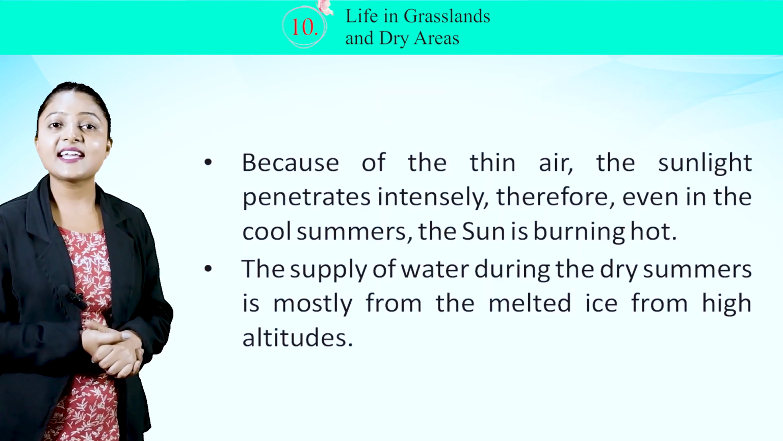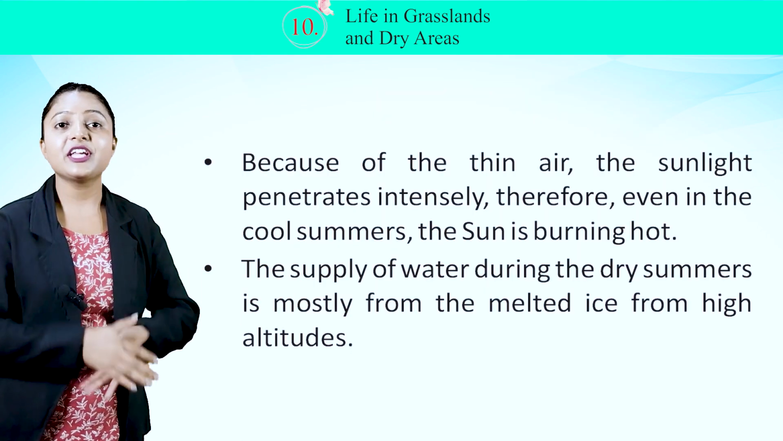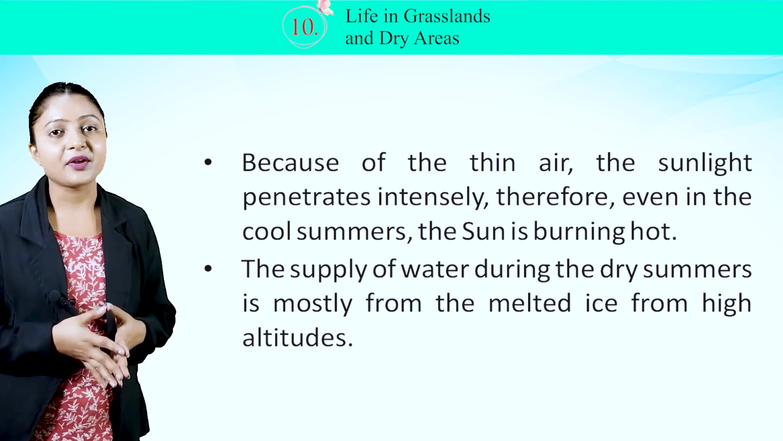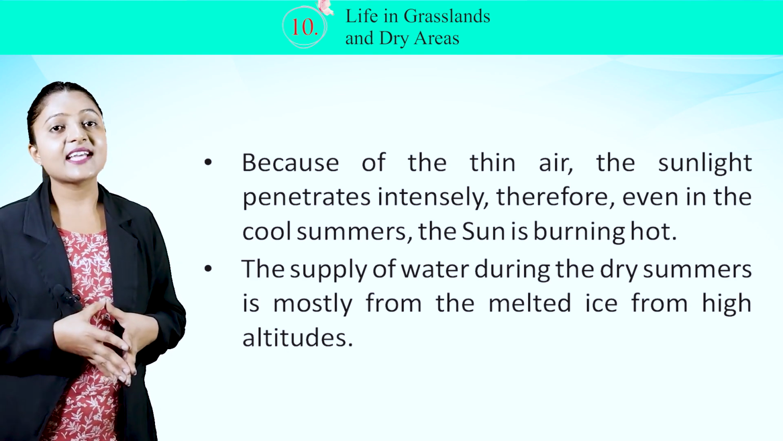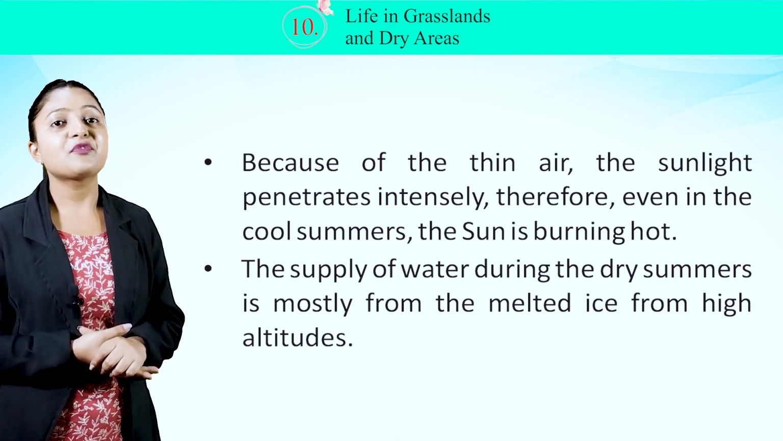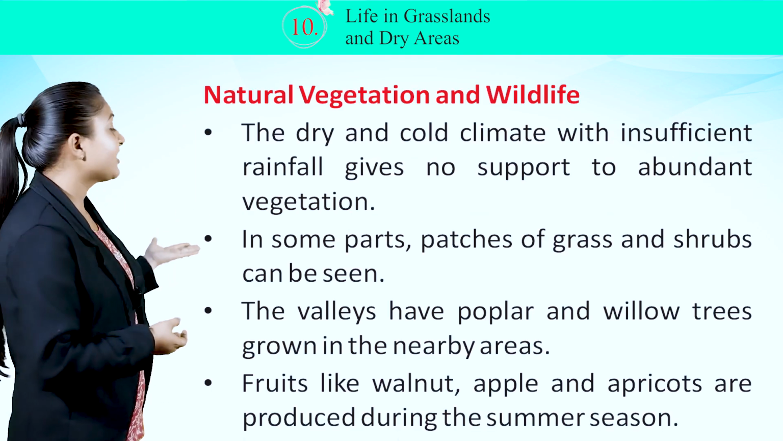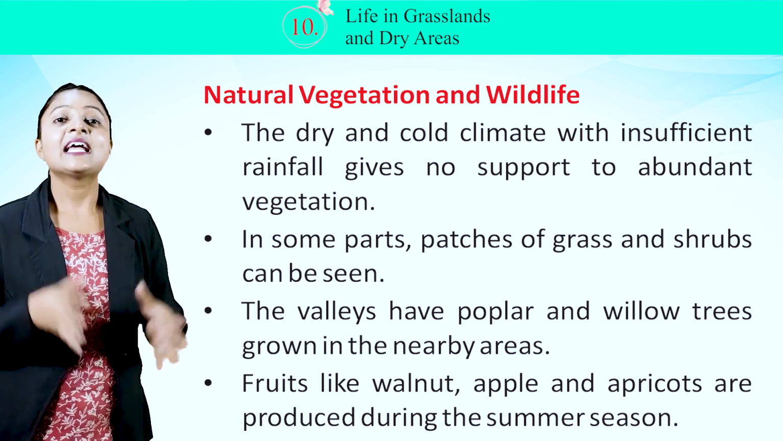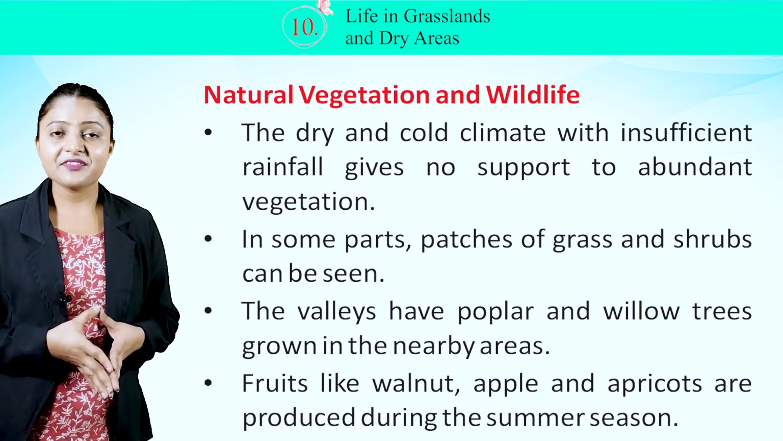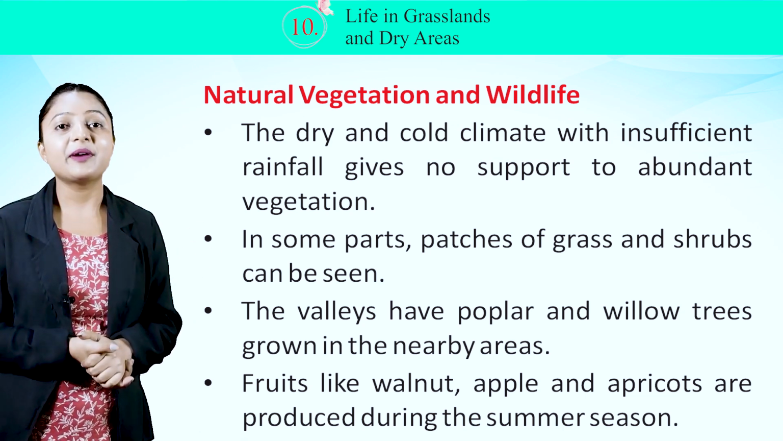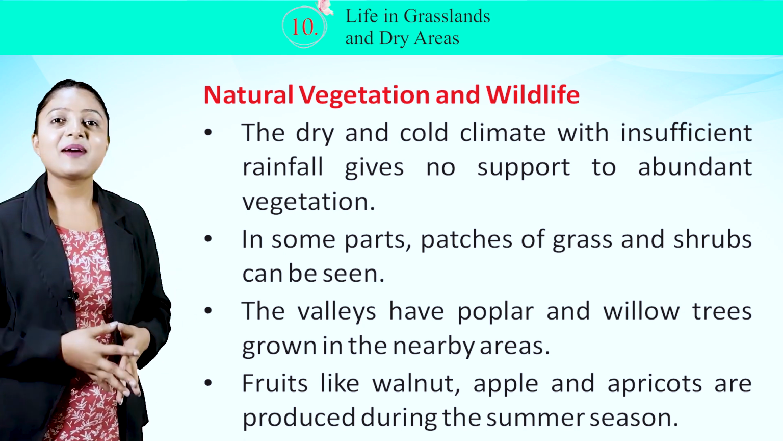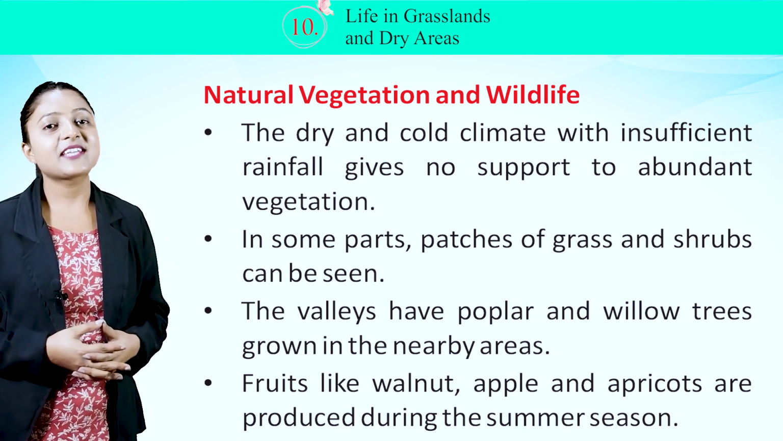Because of the thin air, the sunlight penetrates intensely, therefore even in the cool summers, the sun is burning hot. The supply of water during the dry summers is mostly from the melted ice from high altitudes, natural vegetation and wildlife. The dry and cold climate with insufficient rainfall gives no support to abundant vegetation. In some parts, patches of grass and shrubs can be seen.